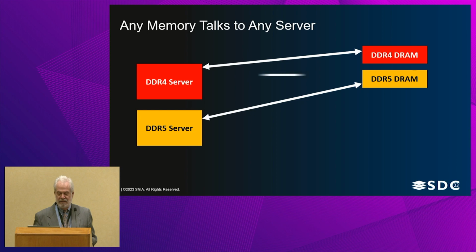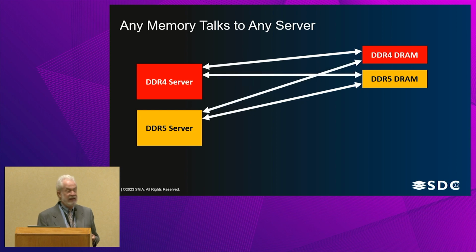But with CXL, it gives you the ability, through CXL channels instead of DDR channels, for the DDR5 server to talk to the DDR4 DRAM. And it doesn't have to be already connected to the DDR4 server. And it allows the DDR4 server to use DDR5 DRAM. So that's a nice thing by itself. But these each have to be separate CXL channels.